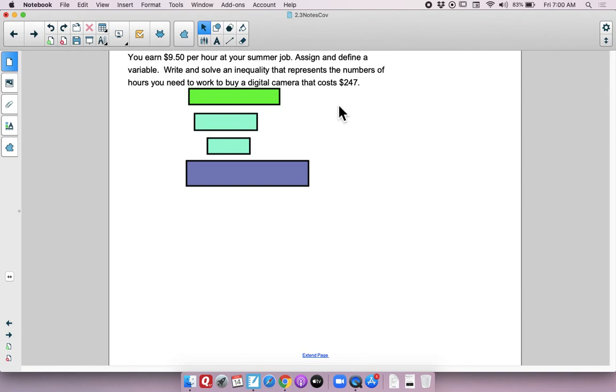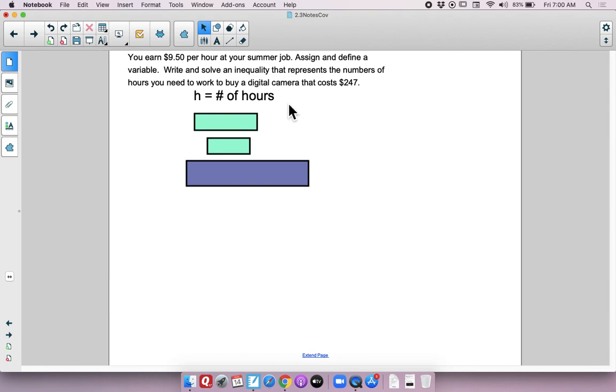Could you work more than what makes 247? Of course, right? So again, it's going to be an inequality. So what's unknown? What's our unknown here? Yeah, it's the number of hours. So I used H. You could use X, knock yourself out, whatever variable you want. H equals the number of hours.